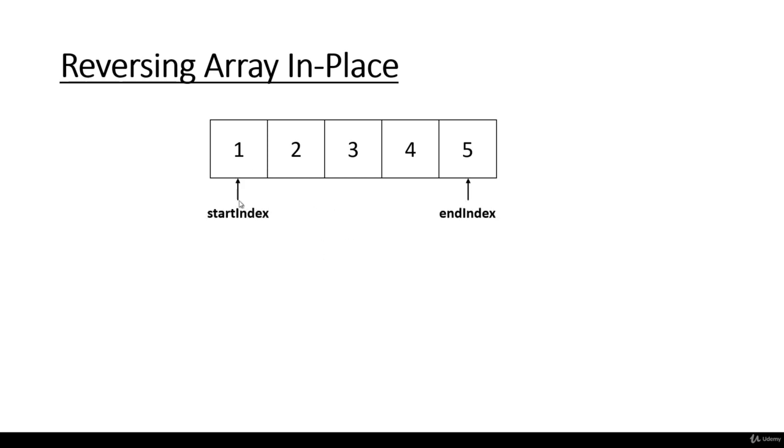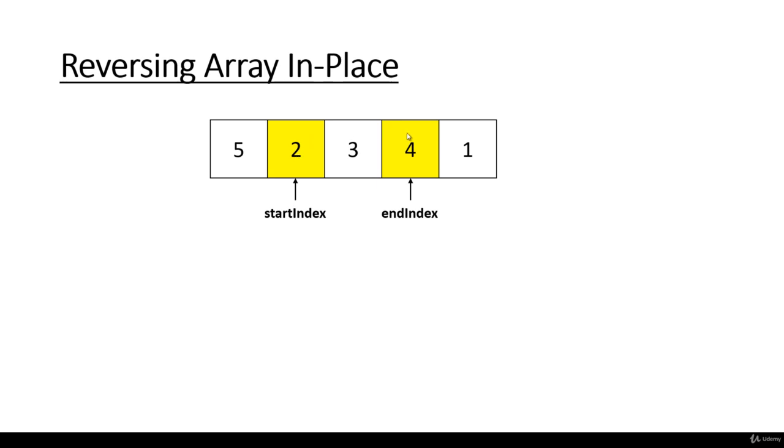So what do we have to do? We just have to use two pointers, two variables, the start index and the end index. At the beginning, the start index will be pointing to the first item of the array. The end index will be pointing to the last item of the array. What do we have to do? We just have to swap these items. So 5 will be 1 and 1 will be 5 accordingly. Then we have to increment the start index and we have to decrement the end index.